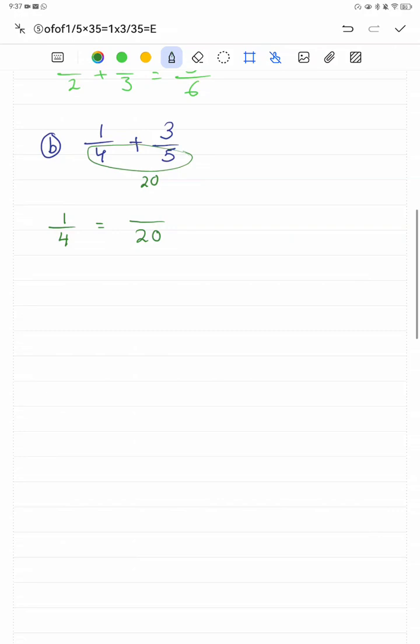How can I make 4 into 20? By multiplying it by 5. Since I multiply this by 5, I need to multiply the top number also by 5. 1 times 5 is equal to 5 over 20. So a quarter is equivalent to 5 over 20. 3 over 5: I need to make the denominator 20 by multiplying 5 by 4. I need to multiply the top number also by 4. 3 times 4 is equal to 12 out of 20.